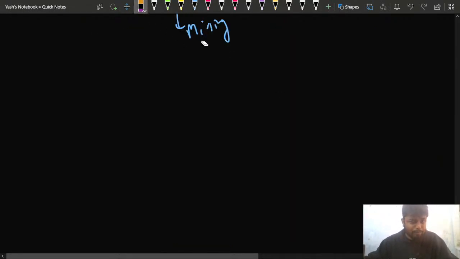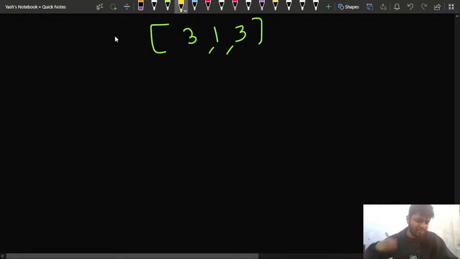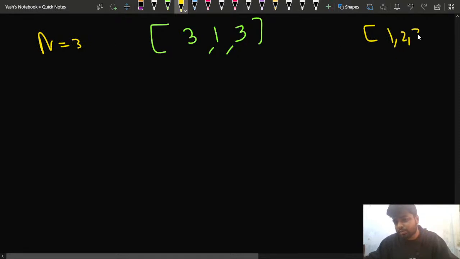Now let's say I give you this array: 3 1 3. I'm taking this array as an example so that it's small and the work will be easier. So n is equal to 3, and the elements that should be present are 1 to 3, right? But they have given you this particular array.